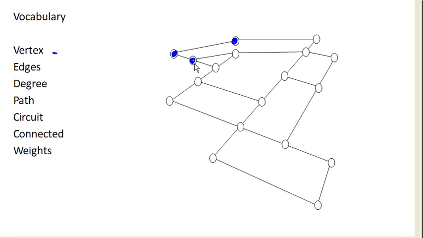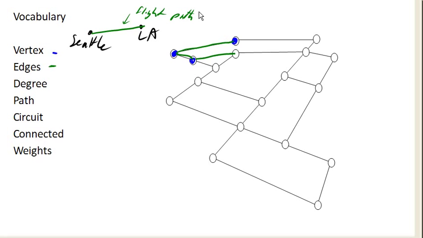It might be, like in our bridges example, representing a city or a location, and then these edges, those are the lines connecting the vertices. Those are my edges. Those can represent some kind of connection. So they might be a physical connection like this, or you could have two cities, like Seattle and LA, and an edge connecting them could represent something like a flight path.